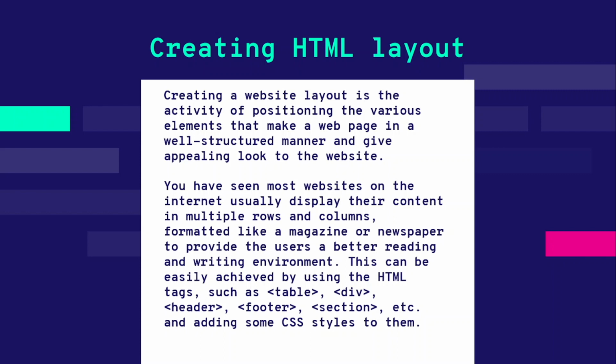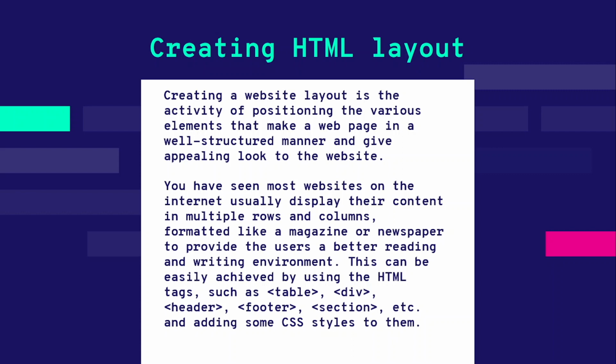You have seen that most websites on the internet usually display their content in multiple rows and multiple columns, formatted like a magazine or a newspaper, to provide users a better reading and writing environment. You have seen this on many websites, and you might have seen it on YouTube as well. They show all the videos in a grid format, and there is a sidebar and a search bar. All these elements are there, but they are positioned correctly.